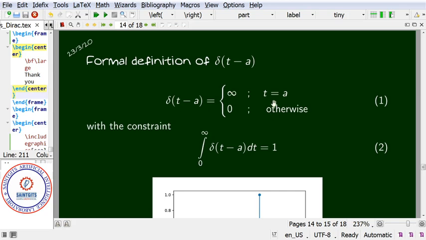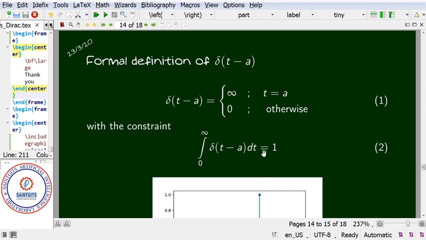If t is not equal to a, that means t is different from the fixed point a, then automatically it has no impact, it is 0. That is the impulse. And one more thing, this function delta of t minus a should satisfy this property: integral 0 to infinity delta of t minus a dt is equal to 1. The left side integral is familiar to people from engineering mechanics, and it is nothing but the impulse of that force, and it can be interpreted as the impulse being 1.